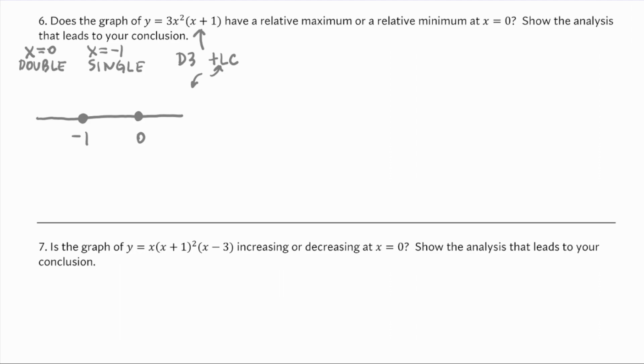Okay, the end behavior, I'm going to get rid of that arrow. The end behavior is showing me that this graph needs to come from below. Okay, x equals -1 is a single root, so it's going to pass through here confidently. But x equals 0 is a double root, so I'm going to see a bounce, and that's going to be the graph. Okay? So when it asks if it has a relative maximum or relative minimum at x equals 0, I'm going to look right at x equals 0, and I'm going to say, oh, hey, that's a relative minimum.